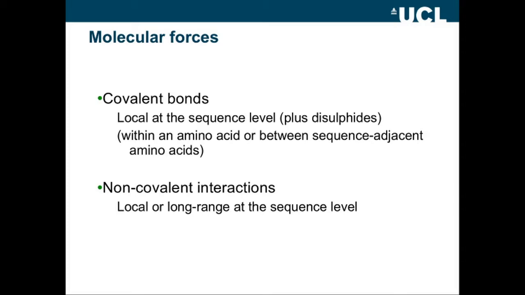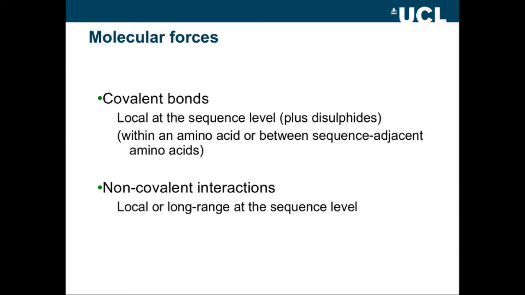So if we think of a protein sequence, the primary structure of a protein, with the exception of disulfide bonds, all of the covalent interactions are local at the sequence level. So they're either occurring within amino acids or through the peptide bond between adjacent amino acids. We do, of course, then also have disulfide bonds that can link cysteines from remote parts of the sequence together.